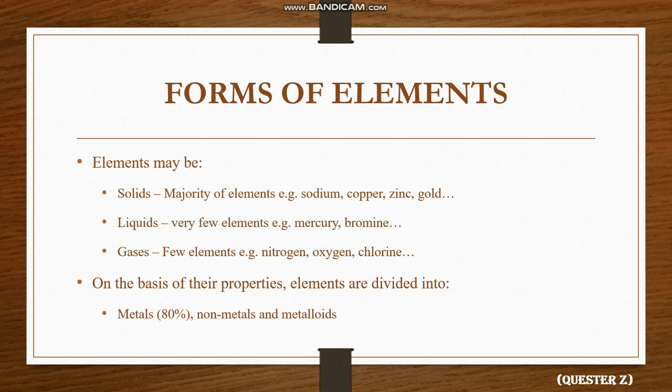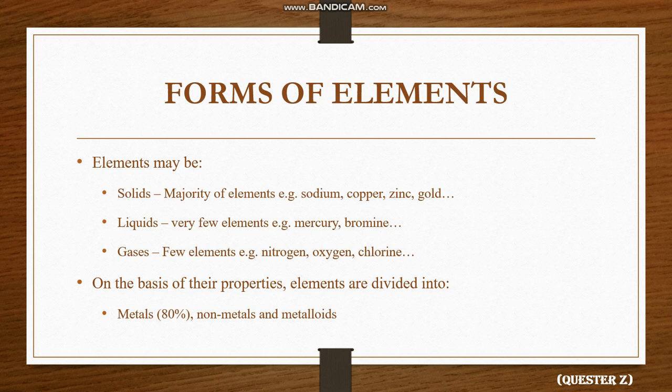Forms of elements. As matter exists in physical states, elements also have three forms: solids, liquids, and gases. Among these three physical forms, solids are the majority, including sodium, copper, zinc, gold, etc. Very few elements are liquids, mercury being the most common example. The last are gases, of which a few elements exist: nitrogen, oxygen, and chlorine. So among these three forms, solids are number one, gases second, and liquids third. Very few elements exist in the form of liquids.